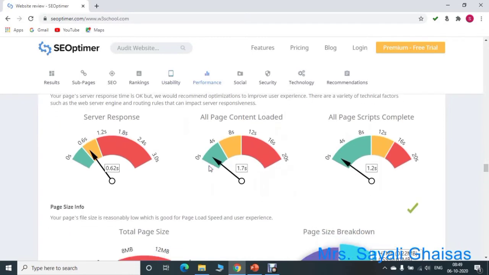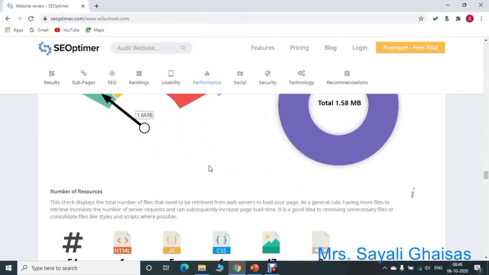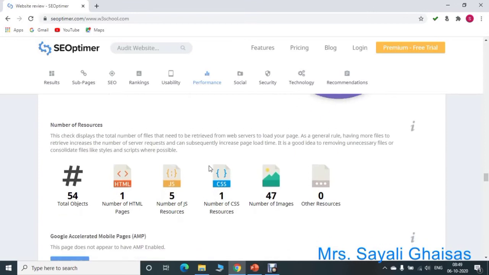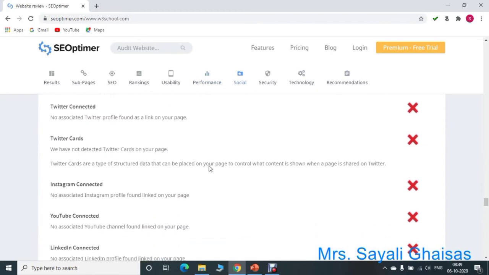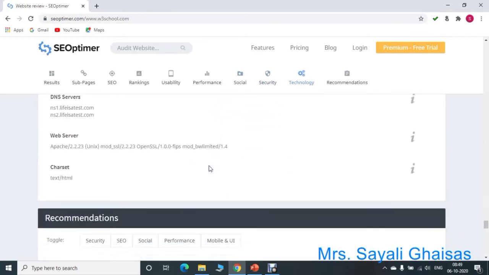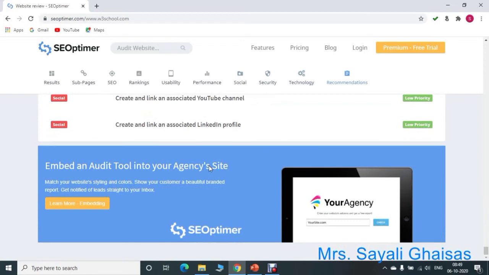Every point that we discussed in the last lecture in optimizing a web page has detailed information in this SEO audit tool. Then security results and recommendations. In this way it performs an SEO audit, and by performing such an SEO audit you will come to know about different drawbacks and different improvements needed in your website.